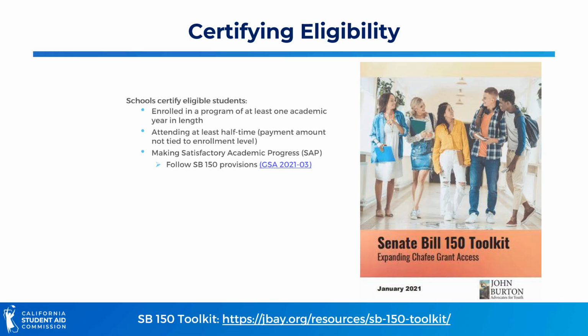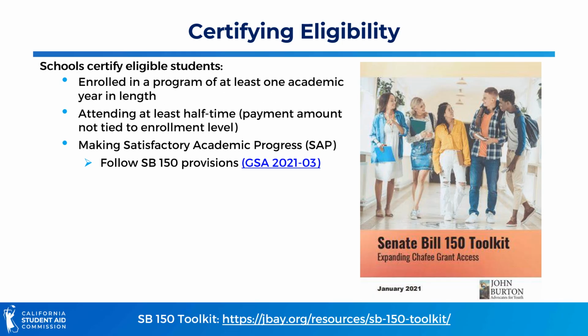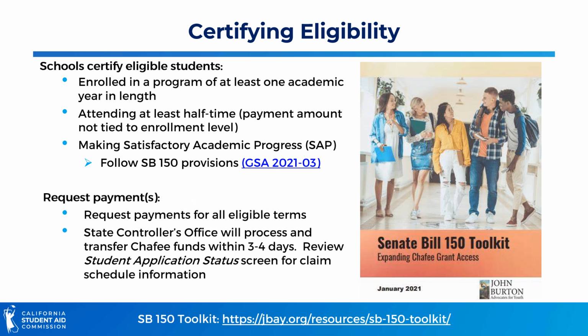To be eligible for payment, students need to be enrolled in a program of at least 1 year in duration, attend at least half-time, and make SAP based on the new SB 150 provisions. More on that later, but John Burton Advocates for Youth, or JBAY, has put together a toolkit and other related documents. We highly recommend reviewing these materials for details around SB 150. And to request payments, schools should request payments for all eligible terms, and don't forget to save each transaction. We will show you that process in the next slide.